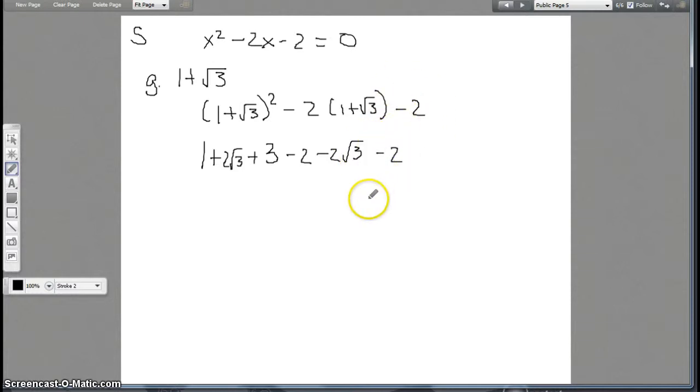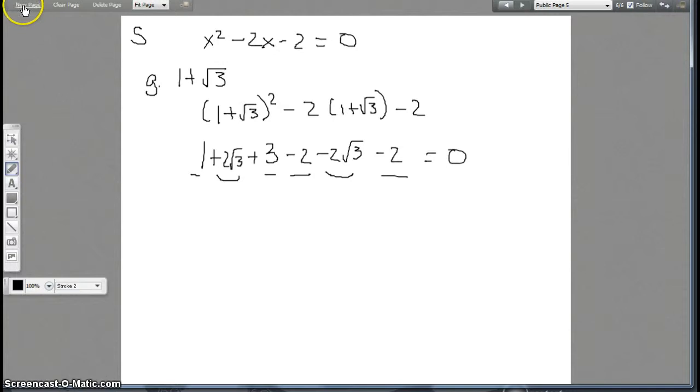So let's start by taking care of our numbers. We're going to do our like terms. So our straight up numbers, we have 1 plus 3 is 4, minus 2 is 2, minus another 2, that's 0. Okay, let's look at our square roots. We have plus 2 square root 3. We have minus 2 square root 3. That's going to be 0. So what we end up with is 0. So 1 plus the square root of 3 makes this equation true.